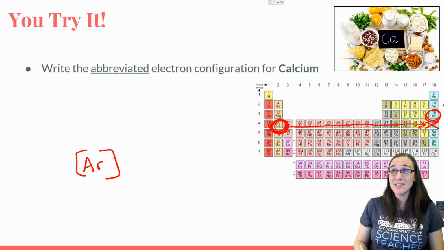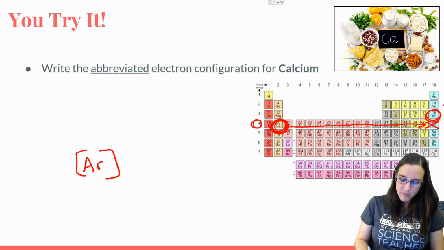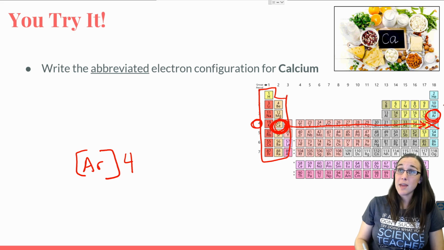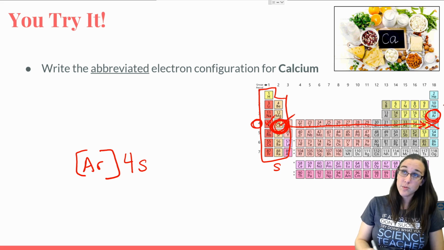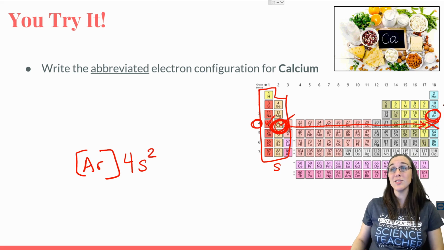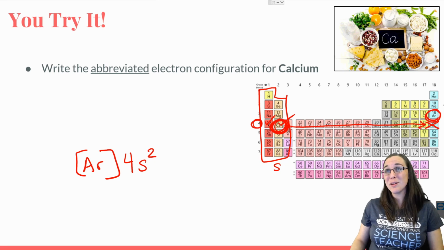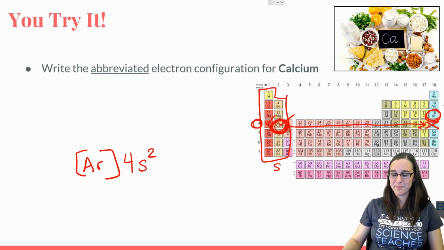and then we're going to try and figure out what the notation is for calcium. Calcium is in level 4. It's in the S shape or S block. So we're going to write S. And we go over 1, 2 spaces, 2 electrons. That should be your abbreviated form, your abbreviated electron configuration for calcium.